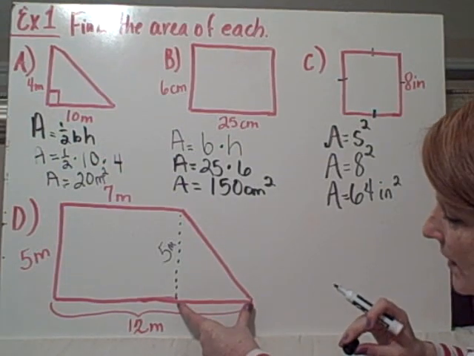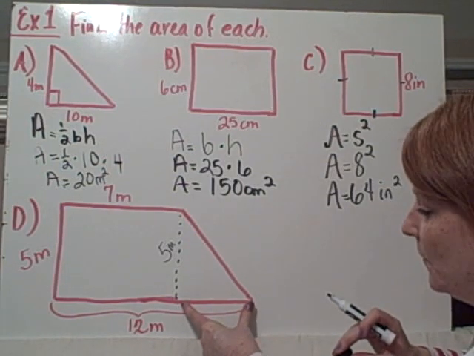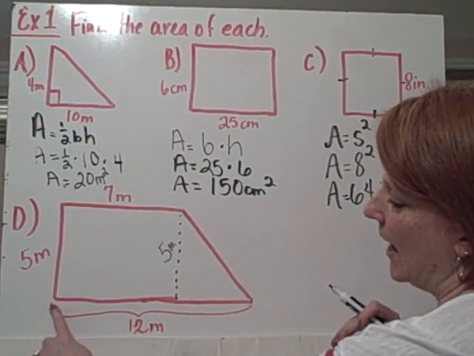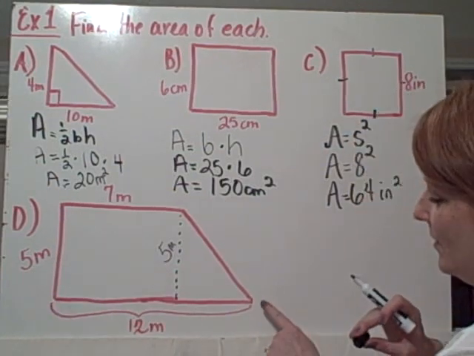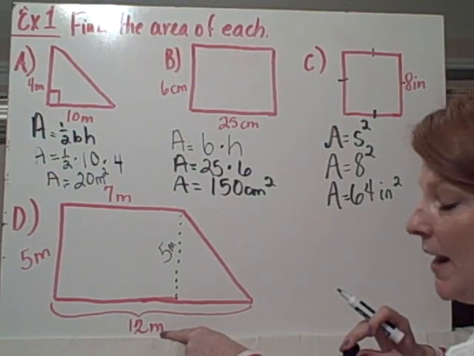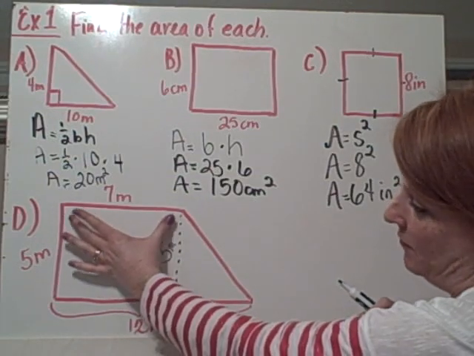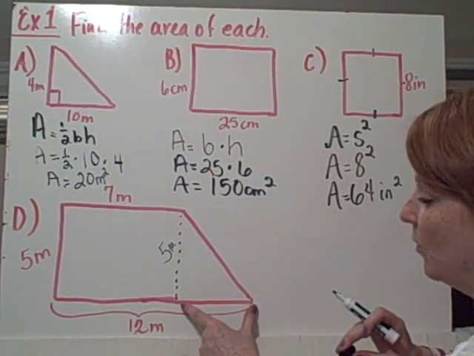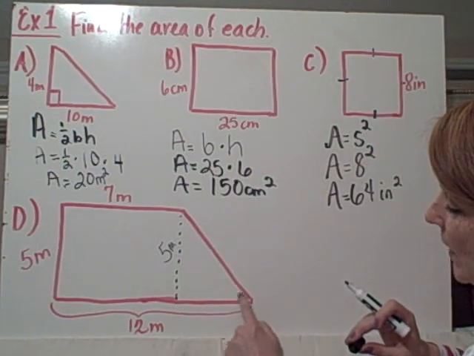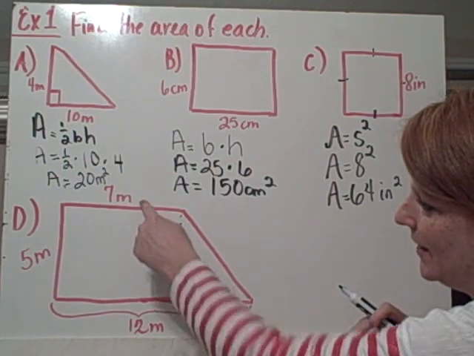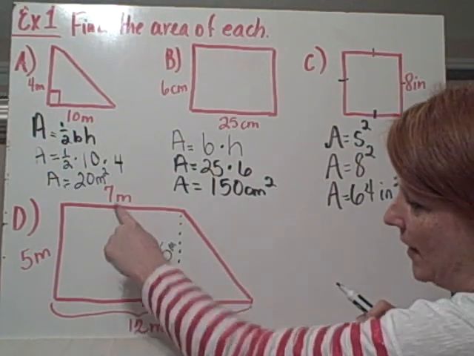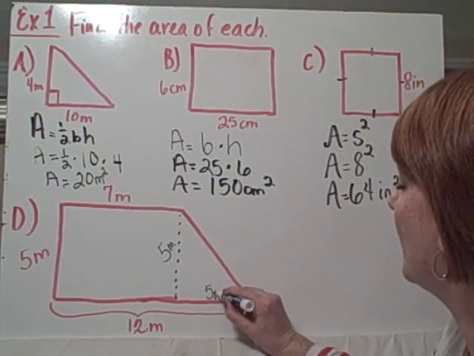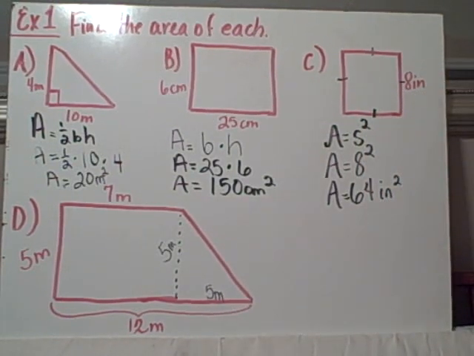Now I need to figure out what is the base of my triangle. I know that this side of the rectangle is 7, and I know from this end of the shape to this end is 12. And this 12 includes the 7 for the rectangle and whatever the length of my base is for my triangle. To figure out what this piece is, you are going to subtract these two dimensions. 12 minus 7 is 5. So the base of my triangle is also 5 meters.